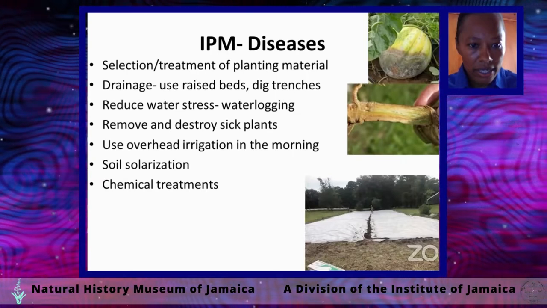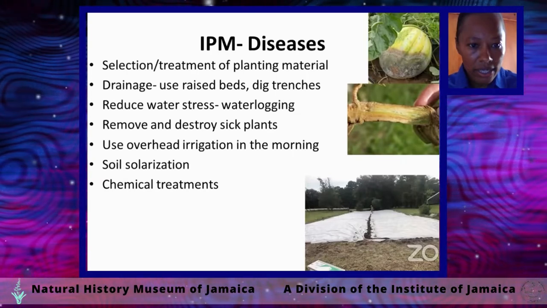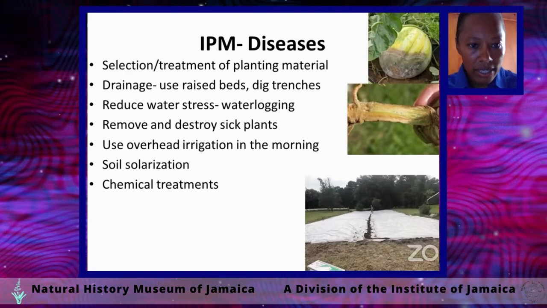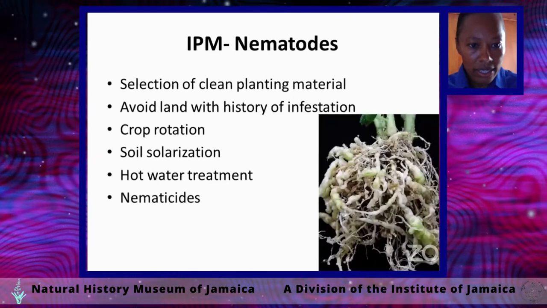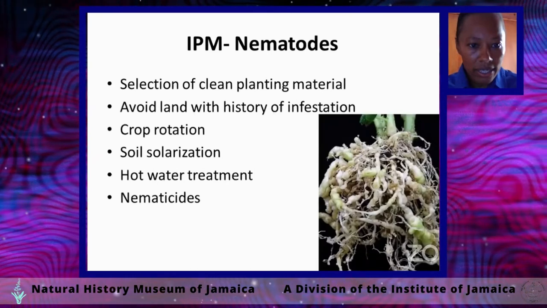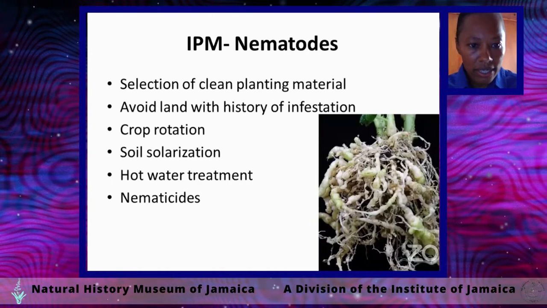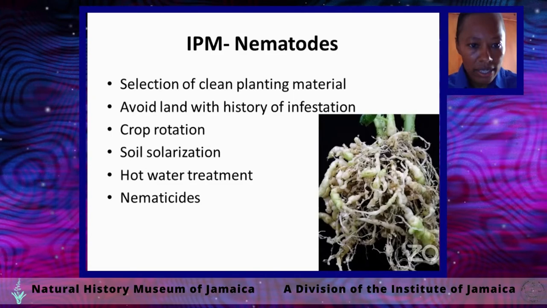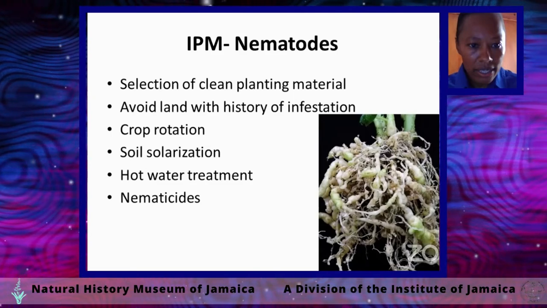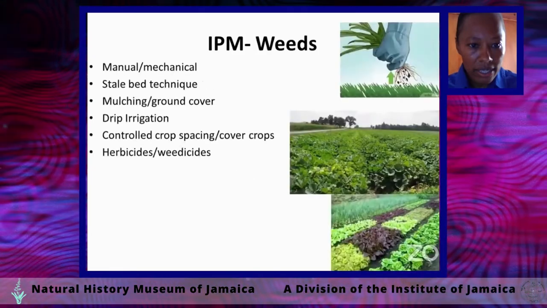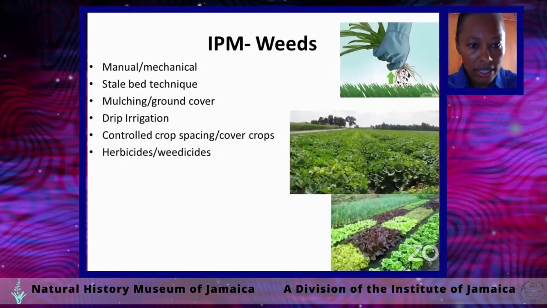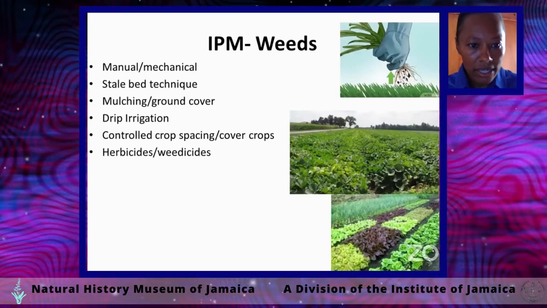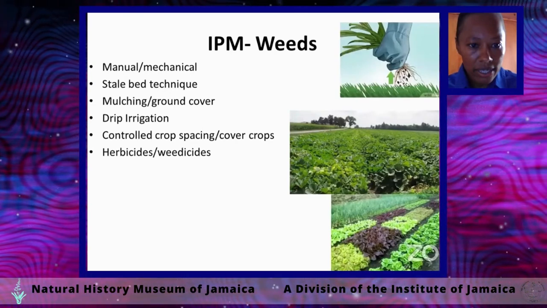And of course, we talk about the chemical treatments, and in this case, the bactericides and the fungicides will do. For nematodes, crop rotation, avoiding land that has a history of infestation, hot water treatment, and of course using nematicides as a target chemical. Weeds, you can remove weeds manually, or you can remove them mechanically by the tractor or the plow, right?